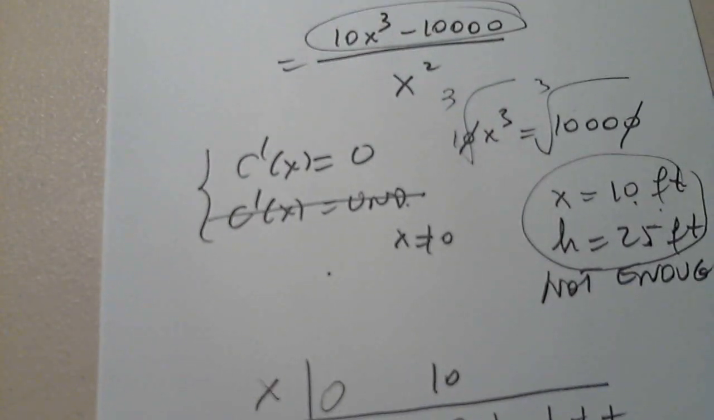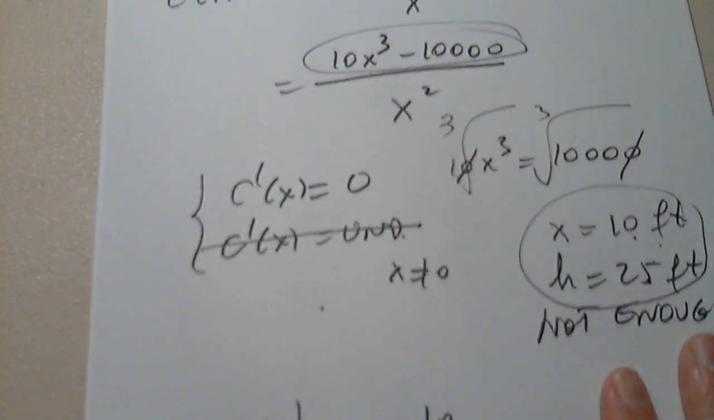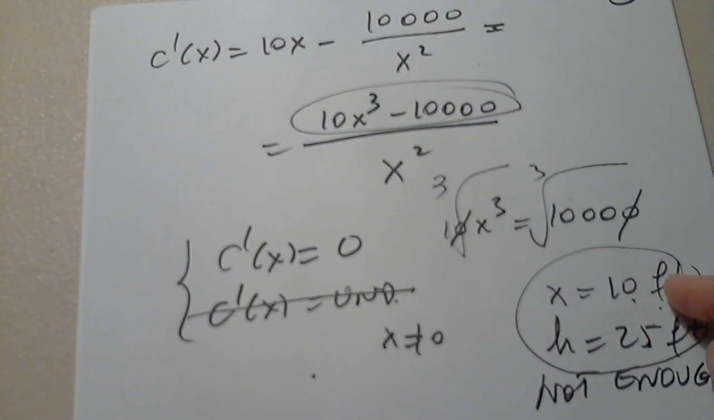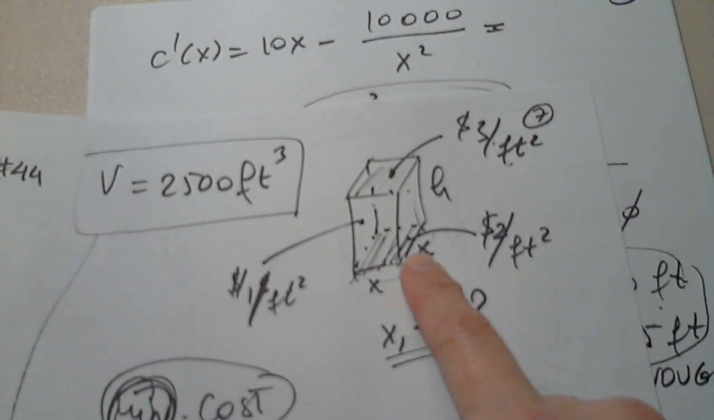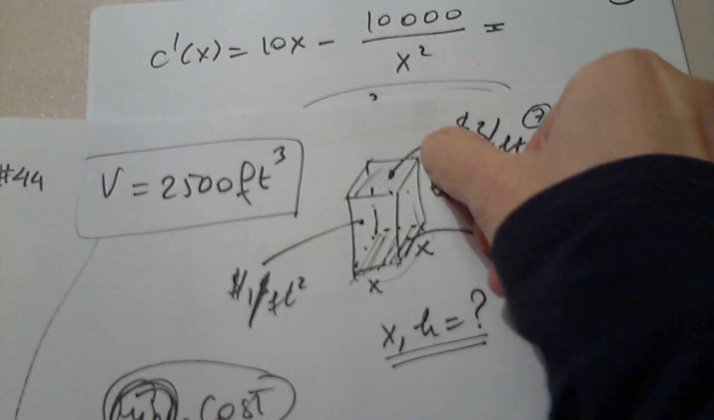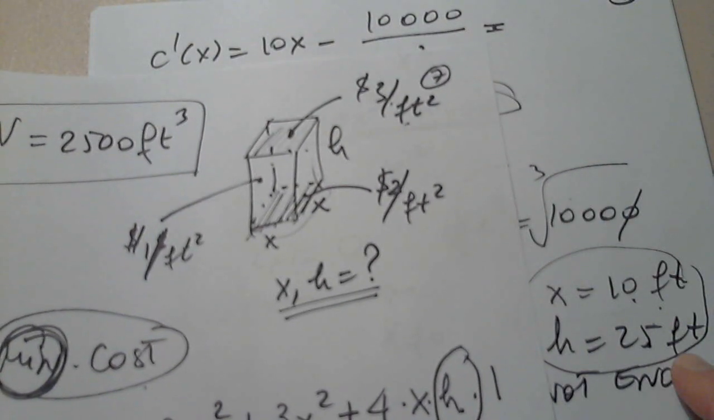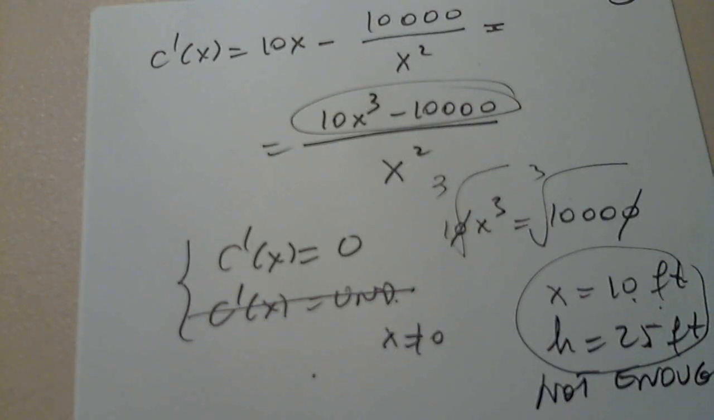So the dimensions of the container that will guarantee the minimum cost of $1,500 are 10 for the side of the square and 25 for the height. Any questions?